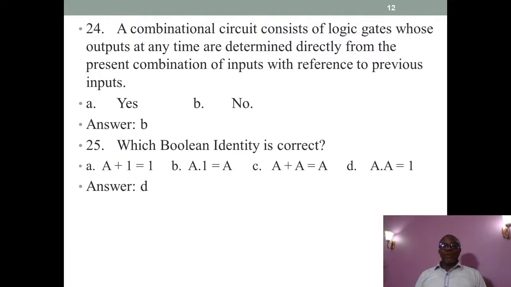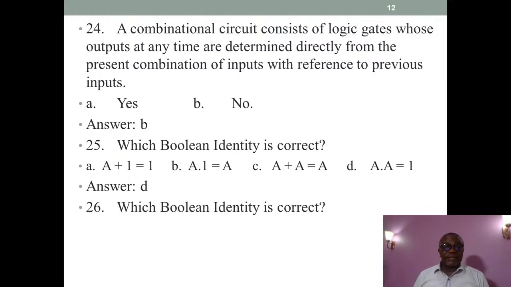Remember, when we were doing this lecture on Boolean identity, we said that the identities you must remember, commit to memory. If you don't do that, you will not be able to do any sequential or combinational circuit properly. You must know this offhand to be able to always simplify anything.